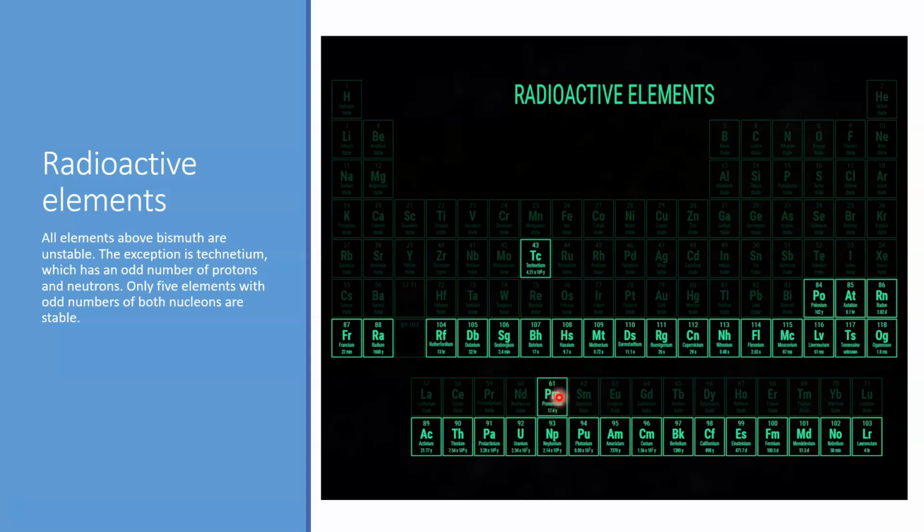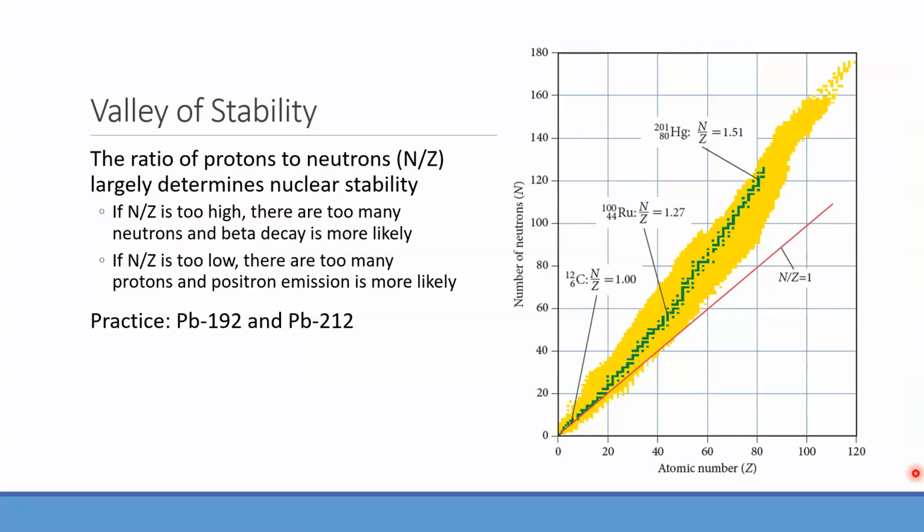So the reason for that is that if you have an element that has an odd number of protons and an odd number of neutrons, those usually are very unstable. There's only 5 elements that have odd numbers of both nucleons that are stable, and I don't think either of these are. I think both of these have odd numbers of those. So that's why these are unstable, even though they're a little bit smaller. But then everything above bismuth is radioactive. So let's talk about why that is.